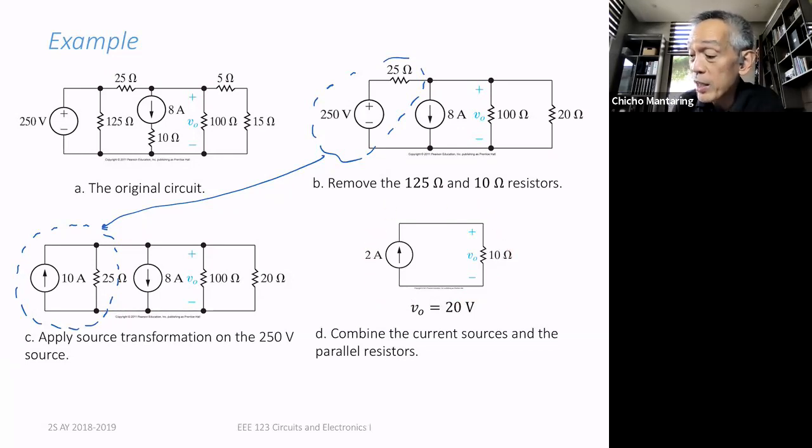And so my V sub O is just equal to 2 amperes. V sub O is 2 times 10 ohms, which is 20 volts.